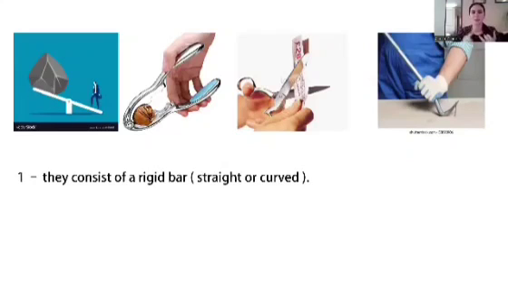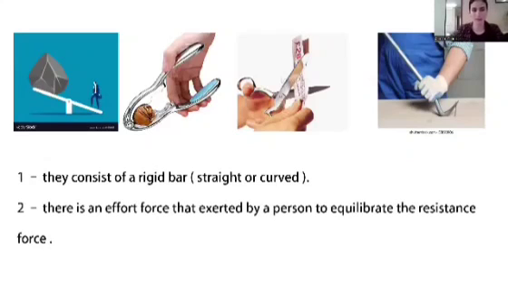So the person against me, two persons, three persons, any number of persons against me, represent the resistance force. Resistance force is the force that prevents me from doing what I want. It's the force that prevents me from raising the rock, breaking the nut, pulling the rope, okay? So the second property that we concluded together is that there's always a person who exerts an effort to equilibrate the resistance force. Okay?